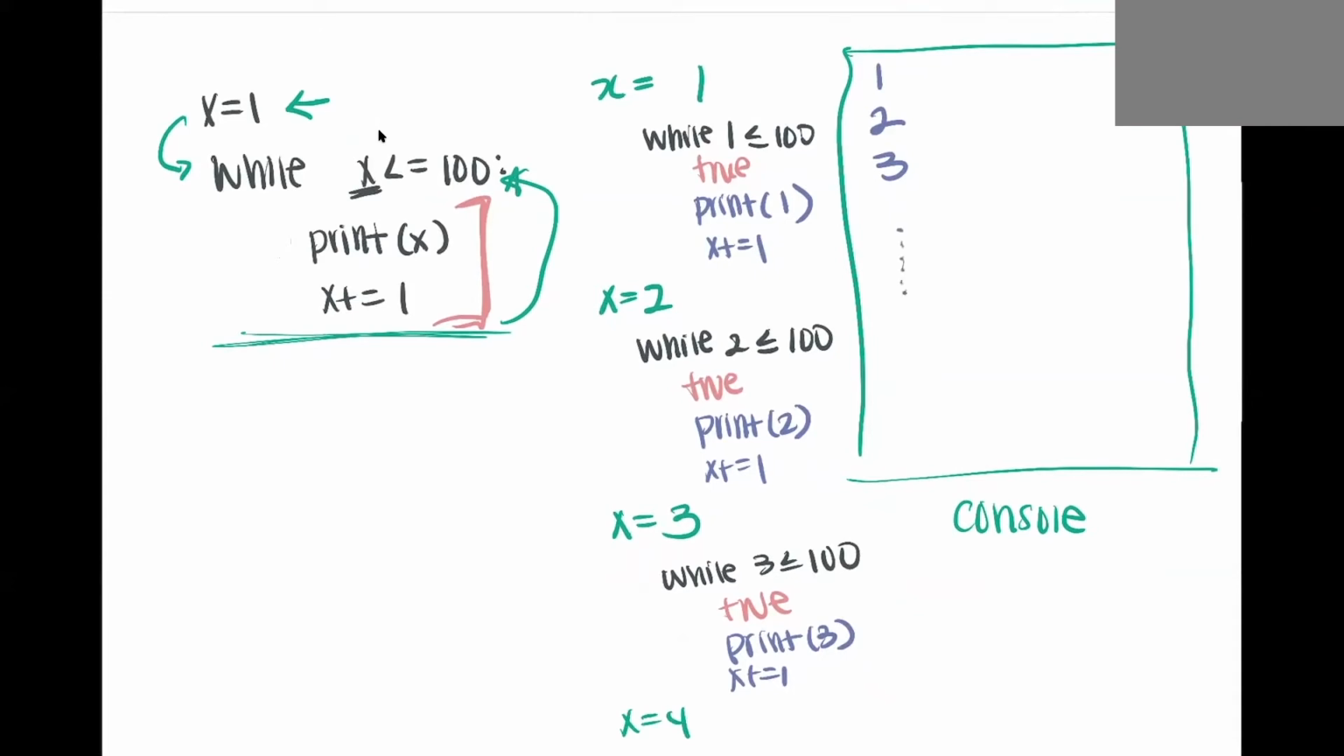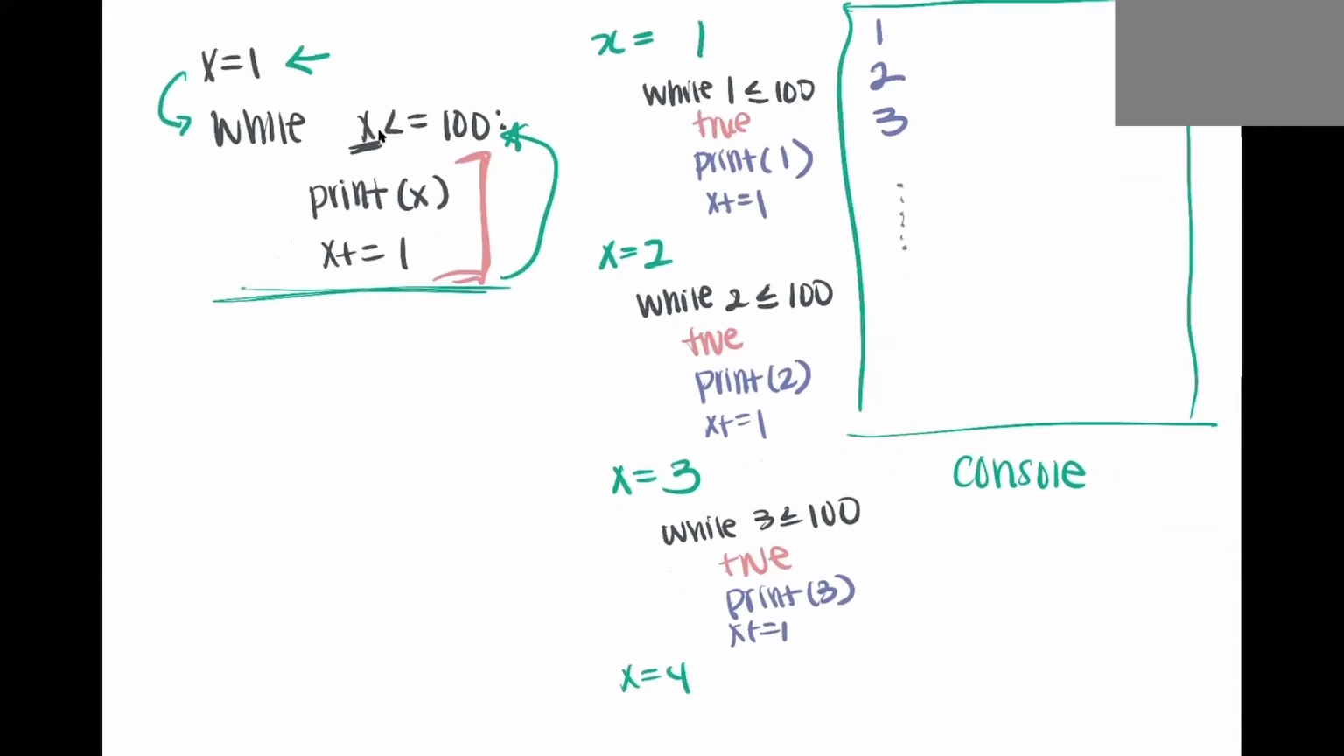Let's skip over until, let's say, I just printed out 98. I'm just skipping ahead because I don't want to do numbers 3 through 97. It's a lot of work.